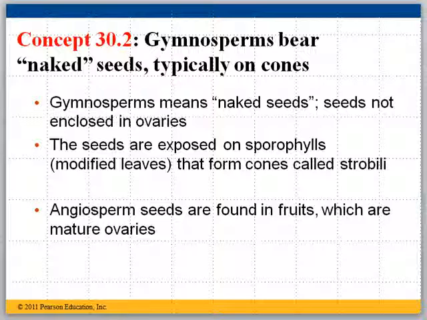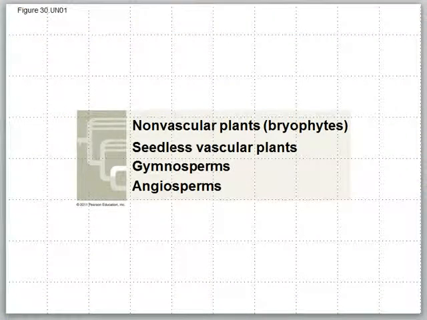If we look at our simplified tree, it looks something like this. First we talked about the non-vascular plants, the bryophytes like the mosses. Then we talked about the seedless vascular plants such as, say, a fern. And now we're on to the seeded vascular plants. We're going to start here with the gymnosperms, and then we'll finish up with the angiosperms.